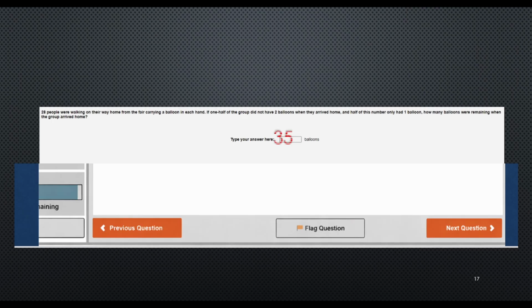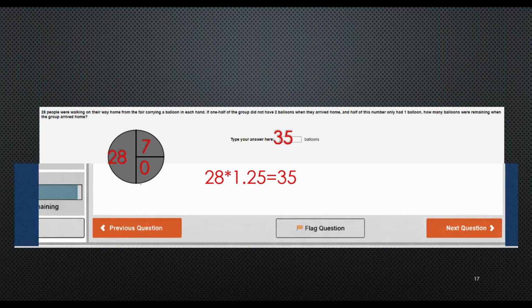That's right, the correct answer is 35. The quickest way to solve this type of question is to visualize the data as a pie chart. In this case, 50% of the data remains unchanged, 25% of the data is reduced by half, and the remaining 25% is reduced to 0. Once we understand how the data is distributed, we can use a simple shortcut rather than calculating each value individually. Using this method, we multiply the given total by 1.25, which quickly gives us the correct answer. Therefore, the correct answer is 35.